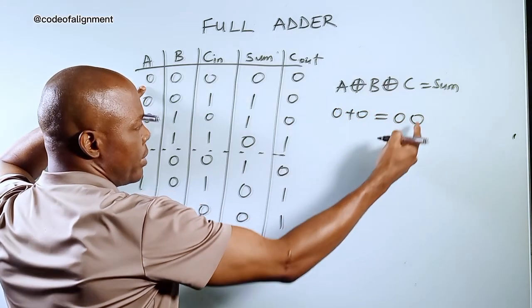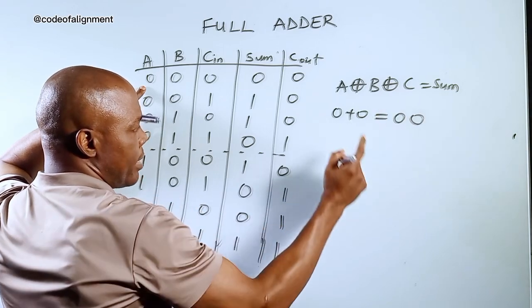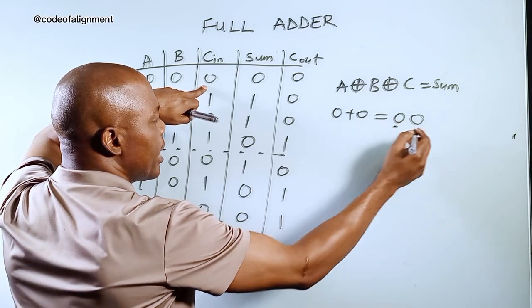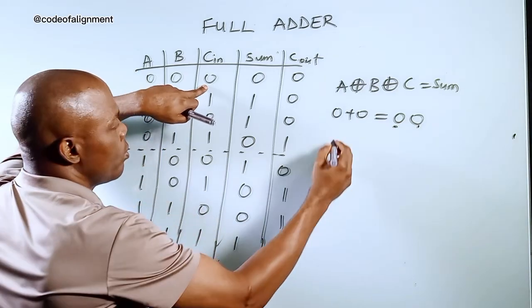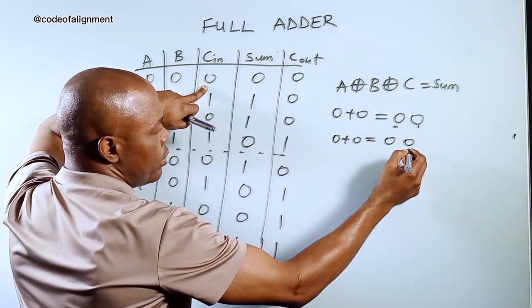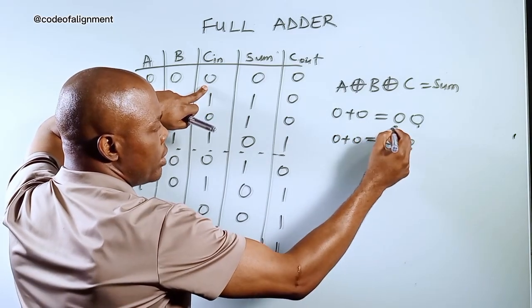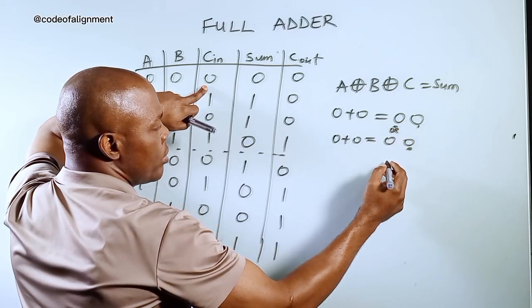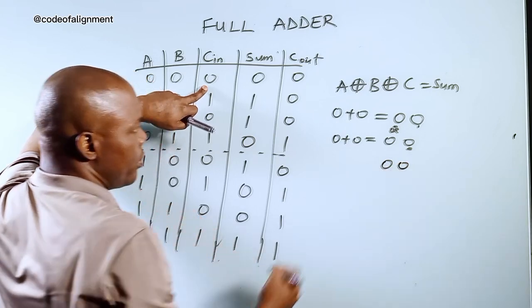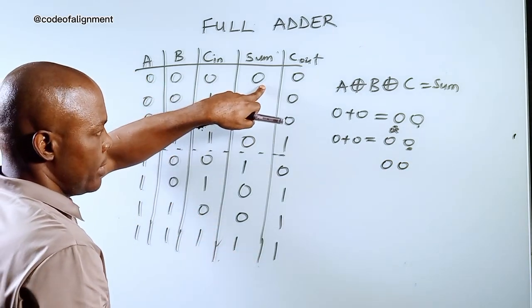0, 0. That is sum and carry, right? Now you hold this carry and you take this sum, add it to this one, it becomes 0 plus 0. It will give you what? 0, 0. So this is your final sum. This is OR. So it will give you, carry will be what? 0, and sum will be what? 0. That is correct, right?